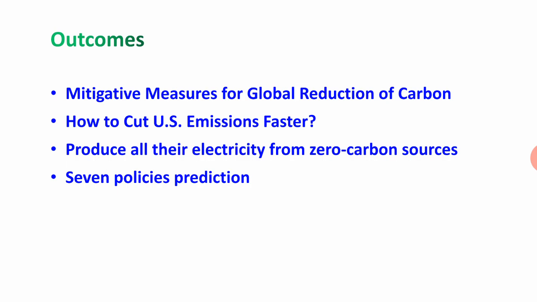Then how to cut US emissions faster in this case, because we know that the US has its own nature of emissions, so they identified these different sectors and are trying to reduce them. They produce all their electricity from zero carbon sources, which we have discussed, and the 7 policies and predictions we have also seen. This way we can reduce the carbon emissions effectively by collective hands.